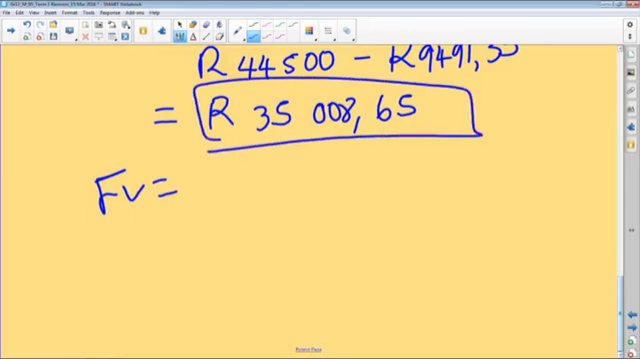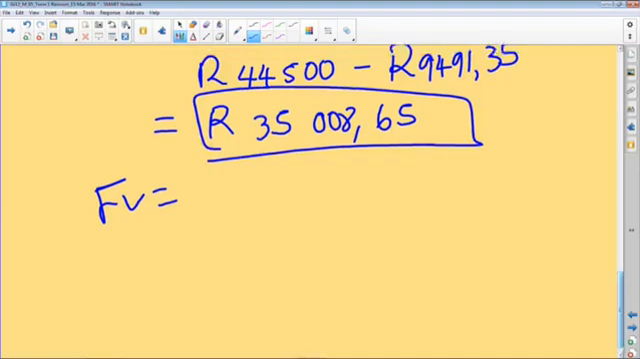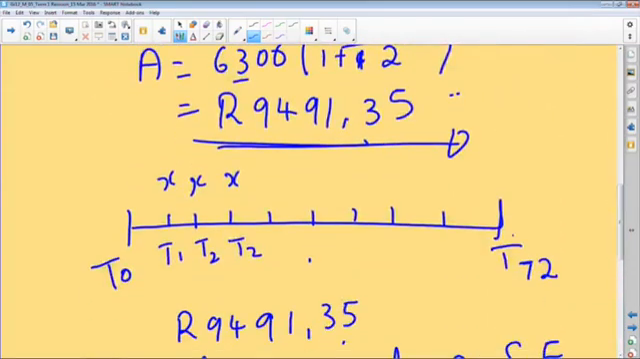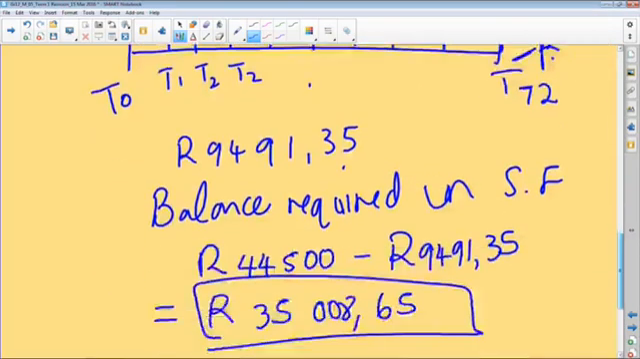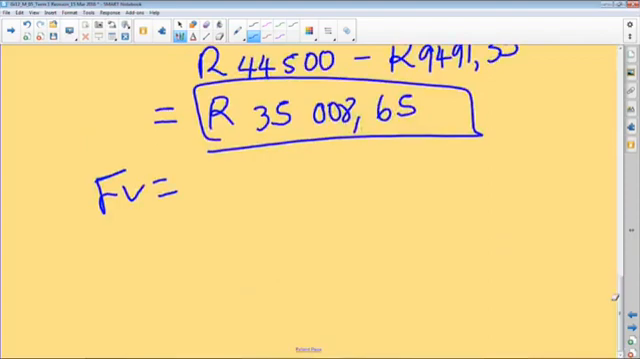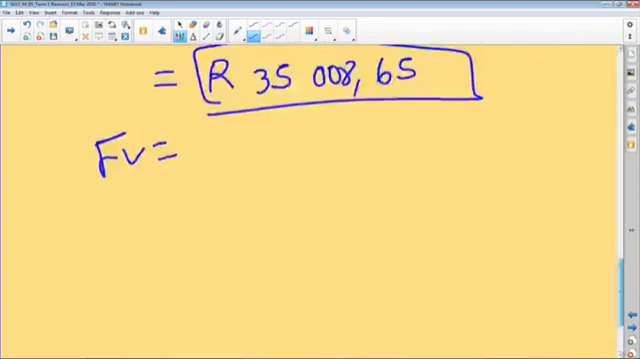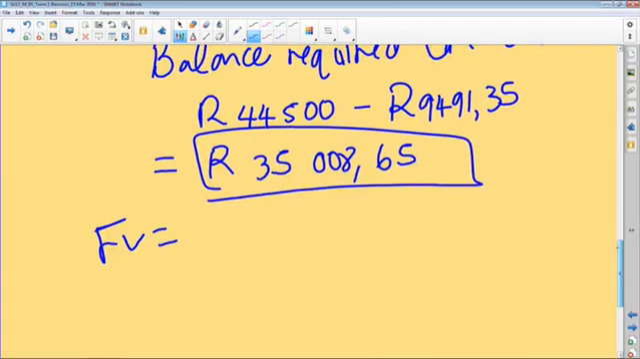Okay. So that's the amount that's sitting here. That's 35,008.65. Okay, what is X? So remember this formula, it has 4 variables. If you know any of those 3, you can calculate the other one. So we're going to have X into 1 plus I.